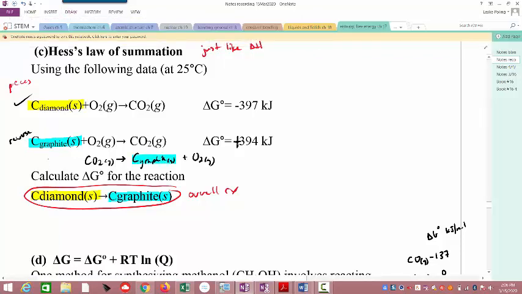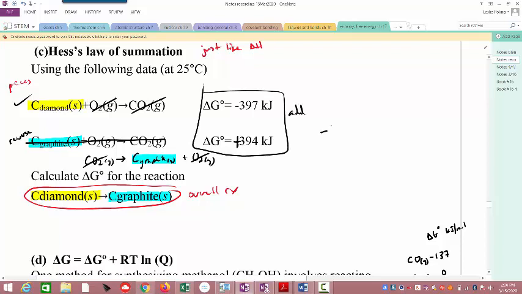Now I'm going to cross off this one since I reversed it, and we don't need that anymore. So O2 gas on the left and the right cancels. CO2 gas on the right and the left cancels. We have now diamond on the left, graphite on the right. We add these and we get -3 kilojoules, which tells us, since this is a negative delta G, that this is a spontaneous process. Now remember, spontaneous does not mean fast.